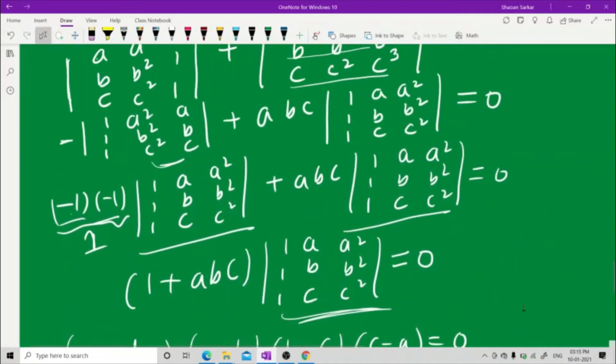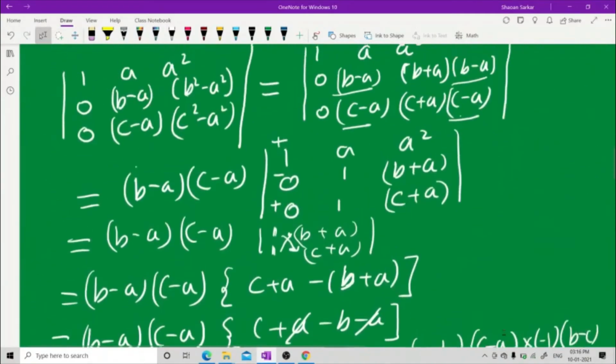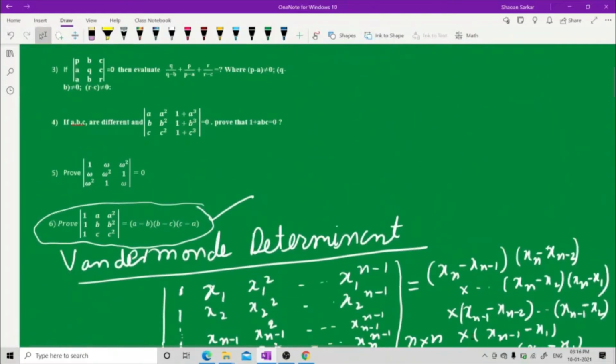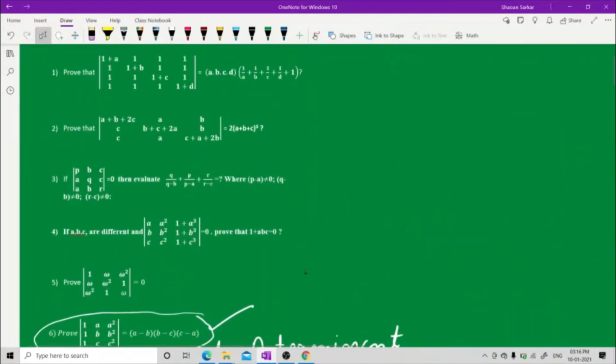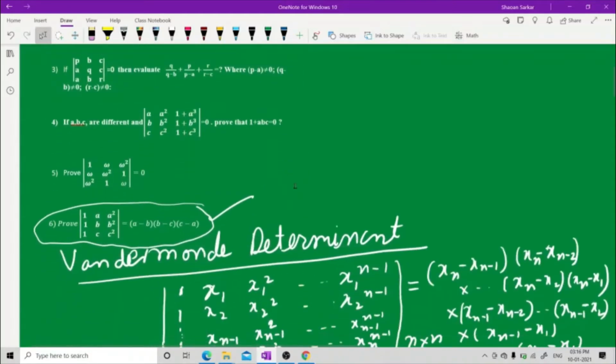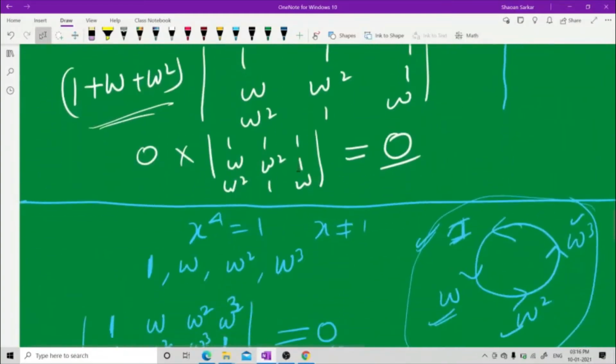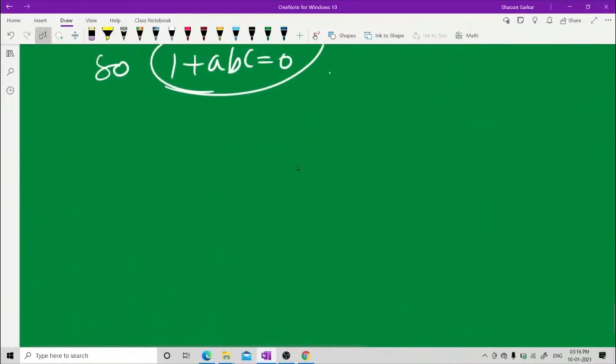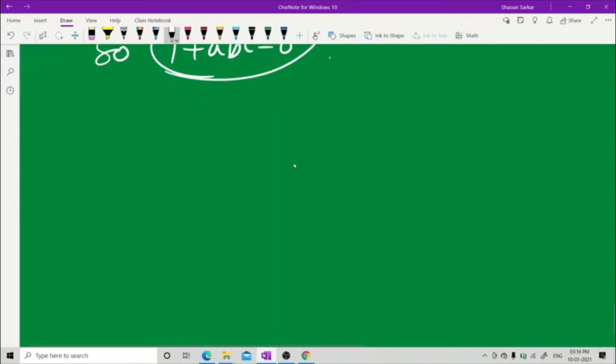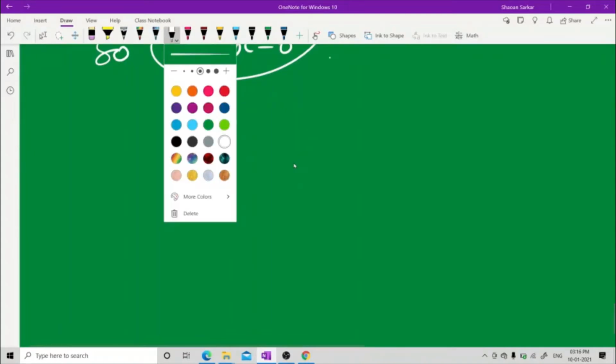Now let us see the other questions which we have. After this, we have the third question. Yes, the third question is this. Given that the determinant of a, b, c type entries involving p, q, r is 0, then evaluate this, where p minus a is not 0, q minus b is not 0, and r minus c is not 0. We need to evaluate this determinant. Let me copy it down, and then we will carry on with our work. Now see here. Let me draw the line. Wait a minute.